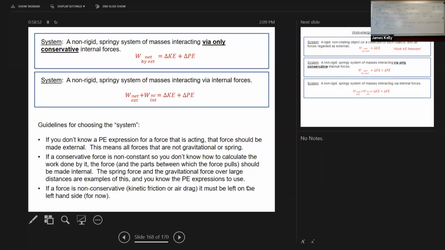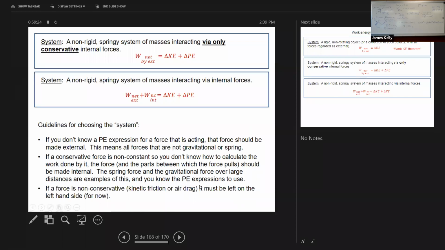Okay, and finally, if the force is non-conservative, you're going to have to leave it on the left-hand side of your work-energy relationship anyways. You may as well put it external to the system because we're used to putting stuff over there anyways. If you make it internal, there's no way to use a potential energy function, so we're going to have to awkwardly leave it on that side anyways. Why not make it external to the system, and then I don't have to worry about the two things being added together on that side.